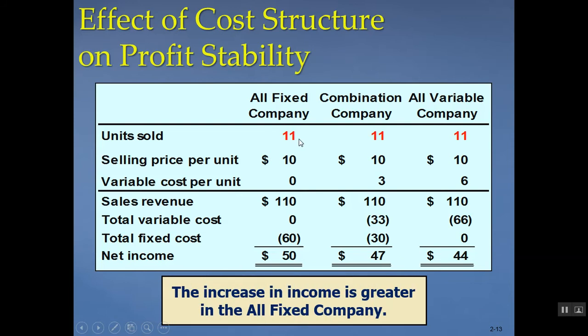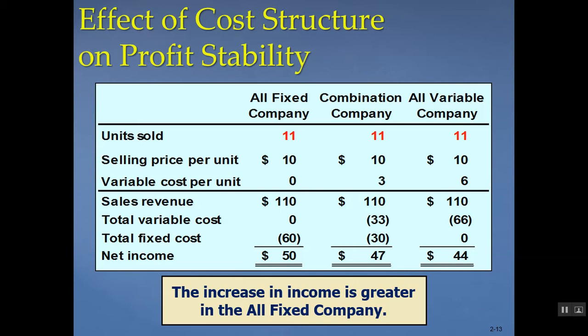So we're going to sell one additional unit. For a fixed cost company, the impact to income is greatest because the additional unit that they sold doesn't need to cover any variable costs. So it's all going to go straight to income. The combination is in the middle, and the all variable company has the lowest increase in income compared to the base scenario. The same could be true when income goes down.